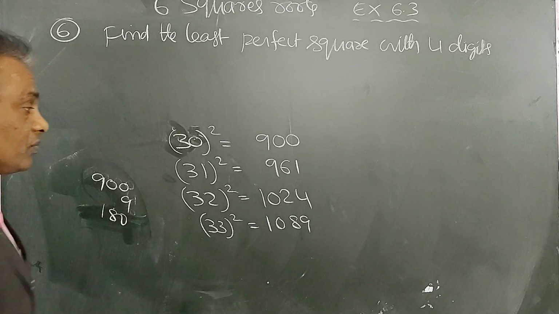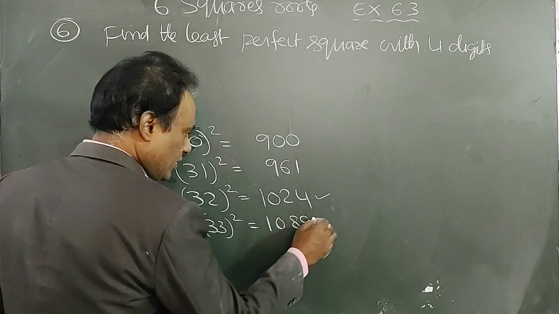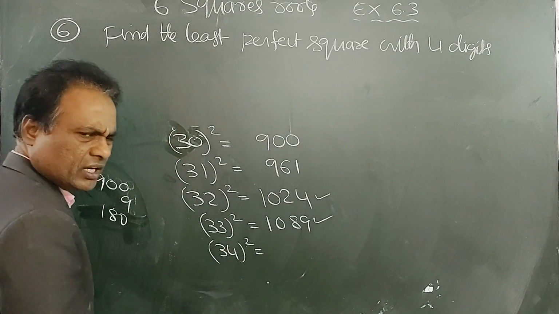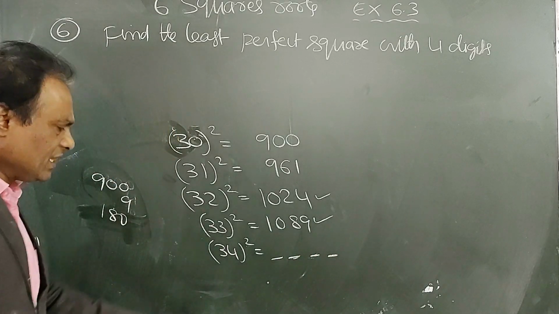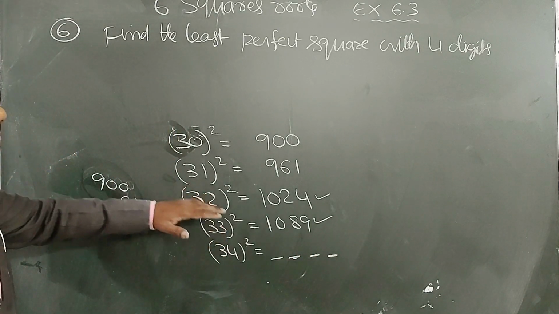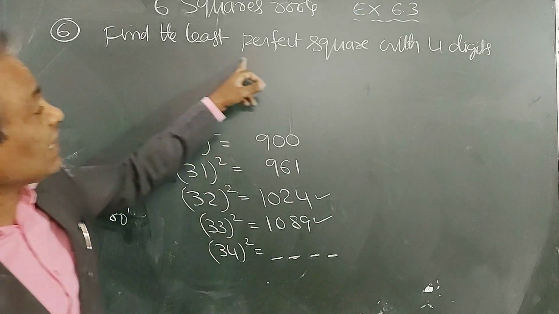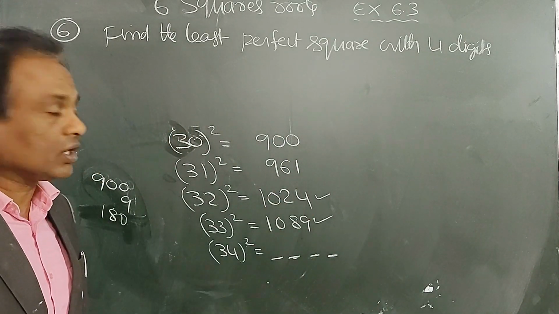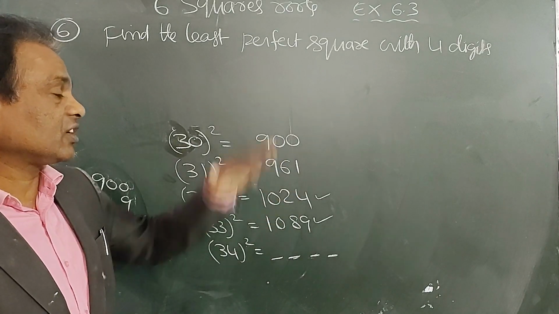So 4 digit numbers means this is a 4 digit number, students. 1, 2, 3, 4 digit number. Next 34 square maybe like 4 digit number only. Something we will get 4 digits. In this, what is the least 4 digit number? Least 4 digit number which should be a perfect square. Find the least perfect square with 4 digits. So least number will be 1024. This is the least 4 digit number which is a perfect square.